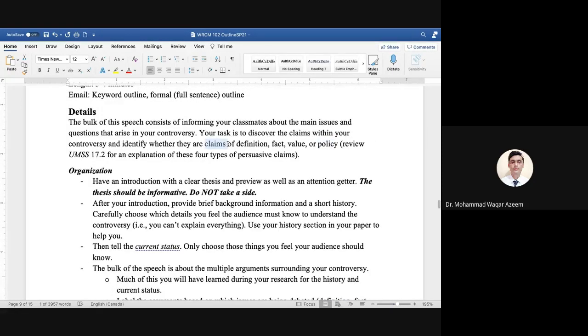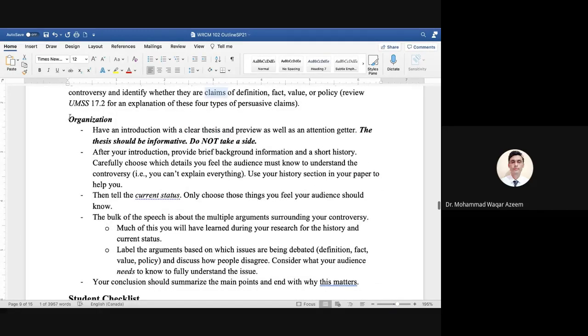So where will you find those claims? You will find those claims in the arguments that you wrote. And where the arguments came from? The arguments came from the readings that you did, right? So basically, in your controversy analysis paper, you recorded or you described the history and status quo of that particular controversy in light of your readings, okay? And that is exactly what you are going to describe in your speech as well.